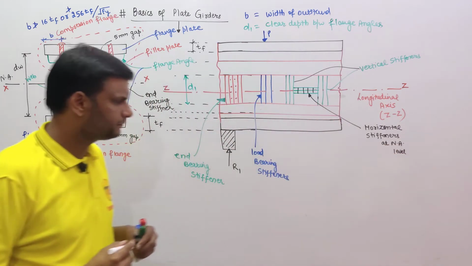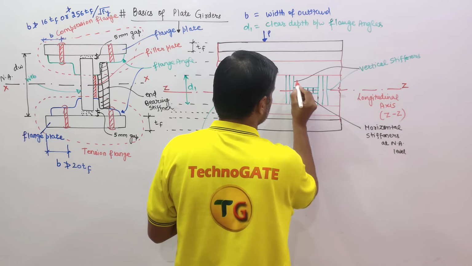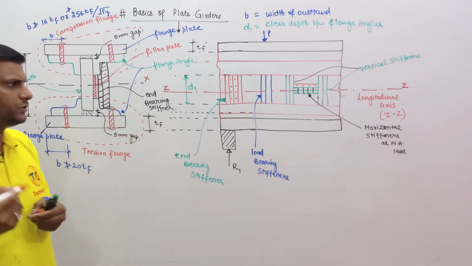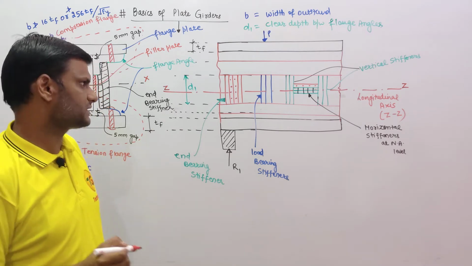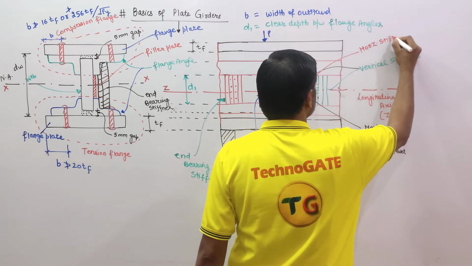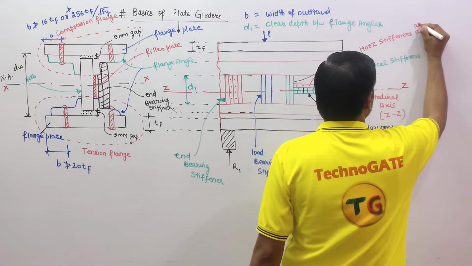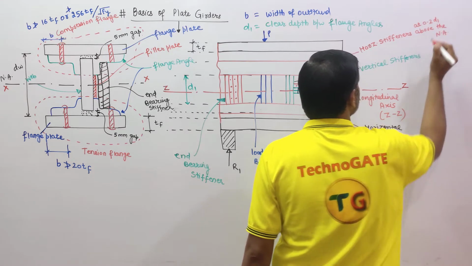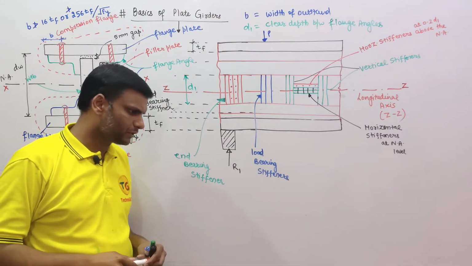neutral axis level. And similarly, these red color stiffeners here are called the horizontal stiffeners above the neutral axis at a distance of 0.2 d1 from the neutral axis level. These are also called horizontal stiffeners at 0.2 d1 above the neutral axis, basically above the longitudinal axis.